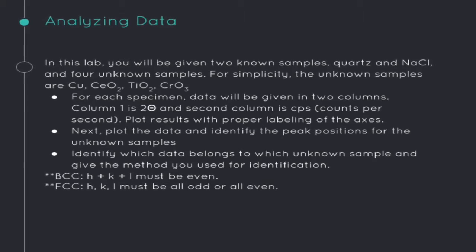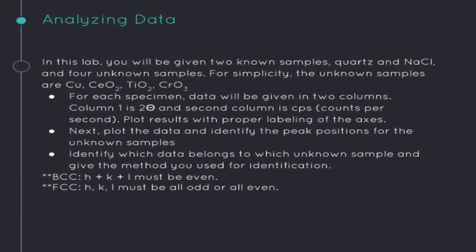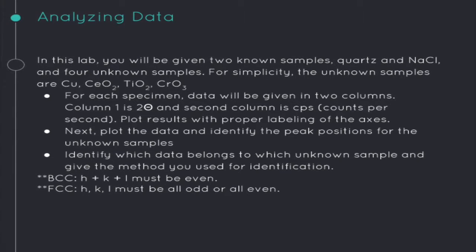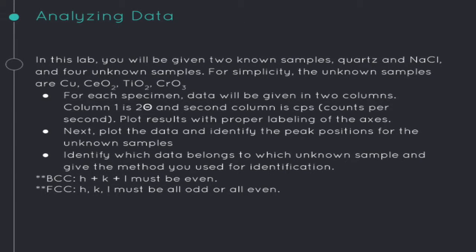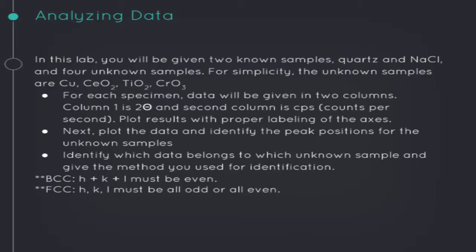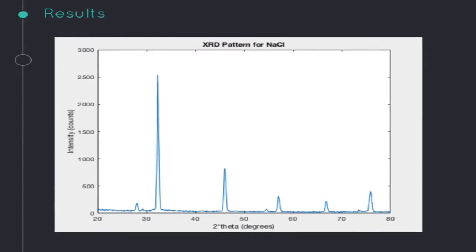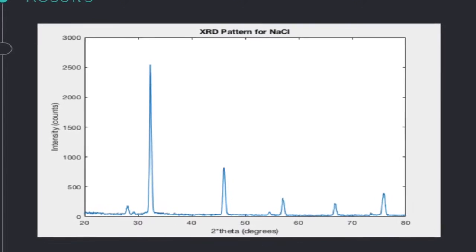For every sample, data will be given in 2 columns. The first is 2 theta and the second is CPS, which stands for counts per second. Plot these columns against each other with proper labeling. Next, plot the data and identify the peak positions for the unknown samples, and from these peak positions, identify which samples belong to which data.